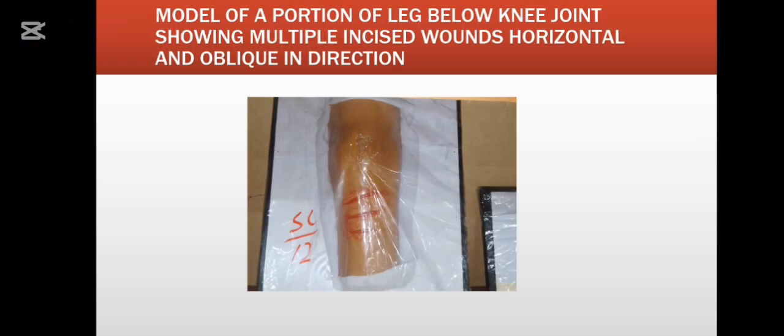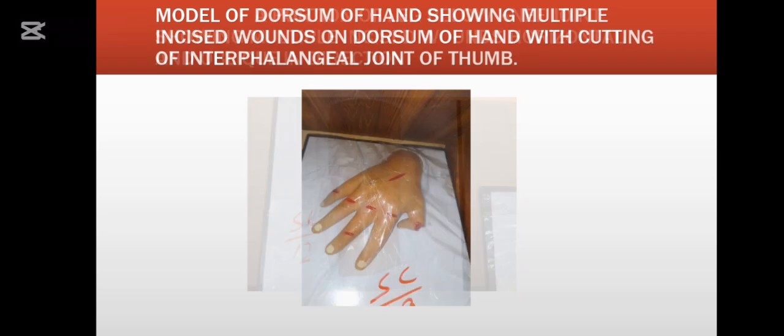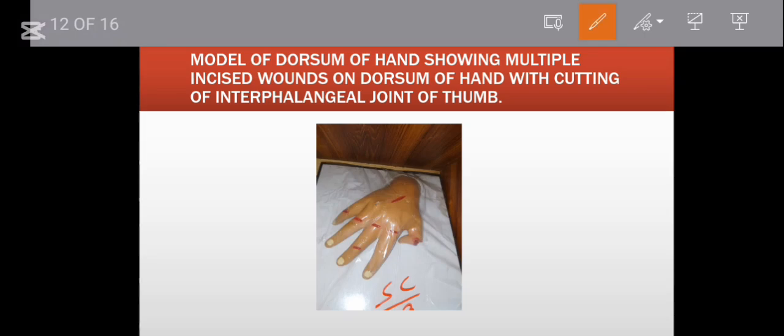This is the model of the knee joint showing multiple incised wounds which are horizontal and oblique in direction. Next is the model of the dorsum of the hand showing multiple incised wounds with cutting of the interphalangeal joint of the thumb. As you can appreciate here, this is the cutting of the interphalangeal joint of the thumb and the multiple incised wounds on the dorsum of the hand.